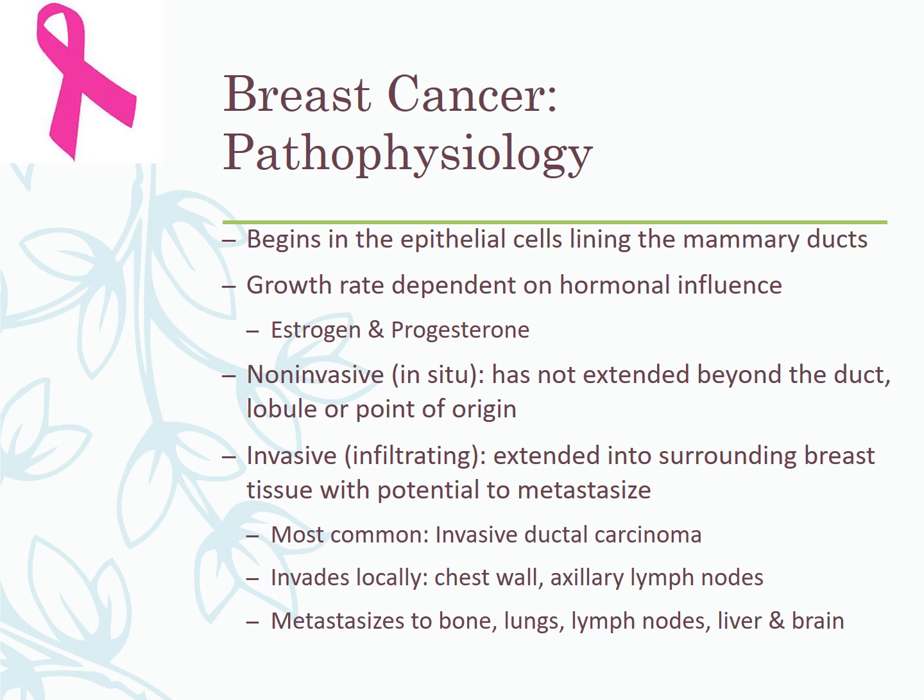So breast cancer results from unregulated cell growth. The U.S. has one of the highest rates of breast cancer in the world. 1 in 8 will develop breast cancer. The growth rate is going to be dependent on hormonal influence, and it's going to be dependent on estrogen and progesterone. Begins in the epithelial cells lining the mammary ducts. There is a higher incidence in Caucasians, but mortality rate is higher in African Americans because it's usually found at a later stage. The exact cause of breast cancer is really not known.